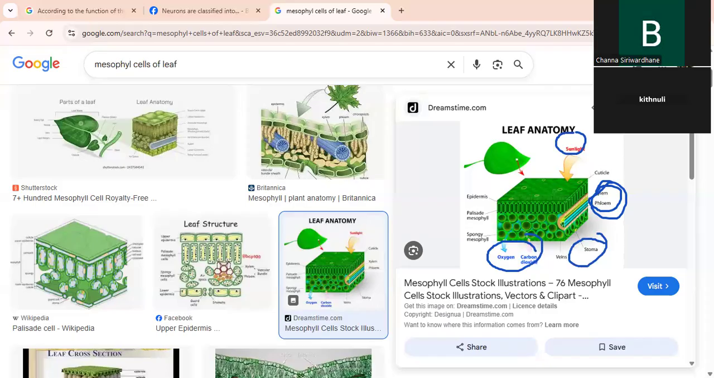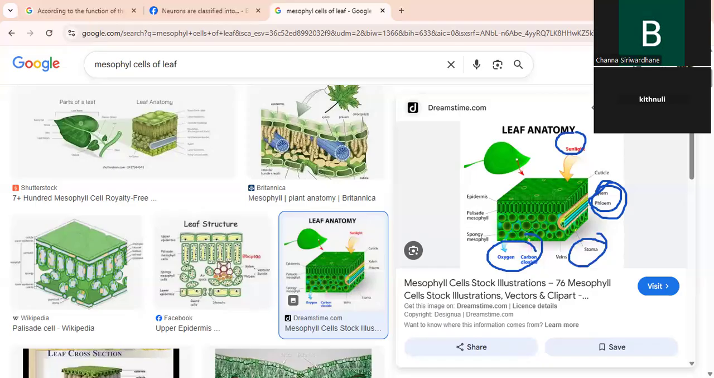Right. Where does CO2 come from? Through the stomata. CO2 obtained from what? From the stomata, right? From the atmosphere. CO2 diffuses into the leaf through the stomata and then it reaches the mesophyll cells.